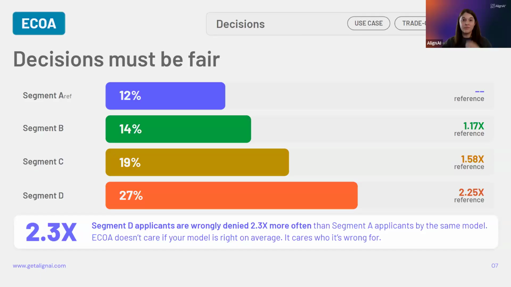Decisions must be fair. This is pretty straightforward too, right? We have different segments of different people of those applicants in protected classes, which I think the ones stated are like age, gender, things like that, race. And so we're looking at different segments of protected populations. We want to understand if there is a discrepancy between those segments. In this case, 2.3x on segment D applicants that are wrongly denied more often than segment A applicants by the same model. Big problem.